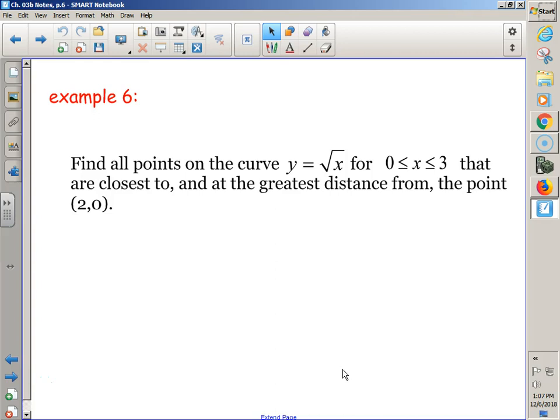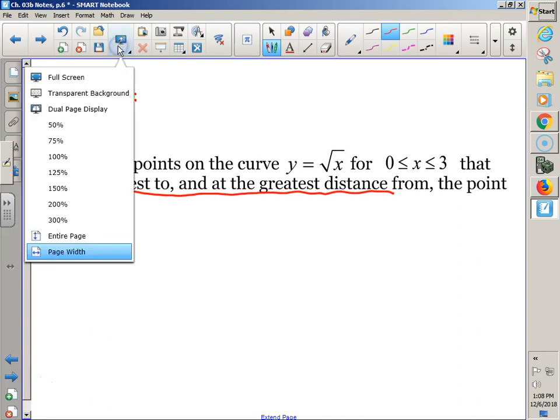Why is this an optimization problem? Who sees a primary? I do. Do you? Louder. Maximum. I don't see the word max, though. Greatest. And closest. Isn't that max and min? Got it. So distance formula.